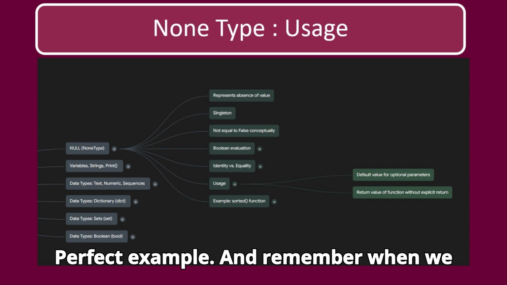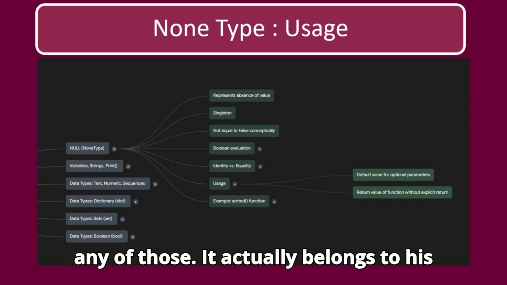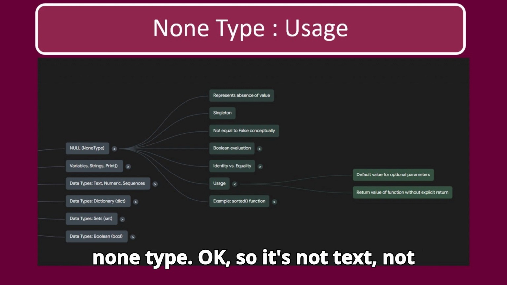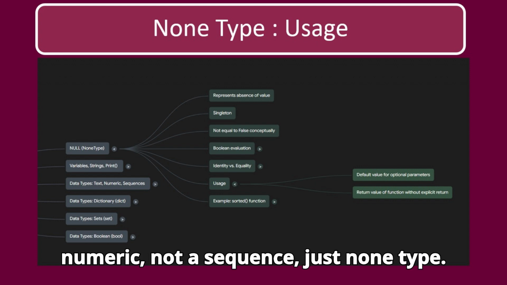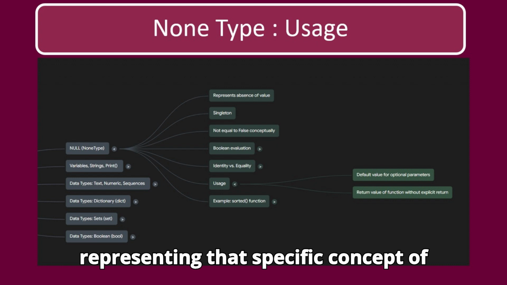Perfect example. And remember when we discussed data types, strings, integers, floats, lists, tuples? Yeah. None isn't any of those. It actually belongs to its own unique data type in Python called NoneType. Ah, okay. So it's not text, not numeric, not a sequence. Object NoneType. Exactly. It sits in its own category representing that specific concept of absence.